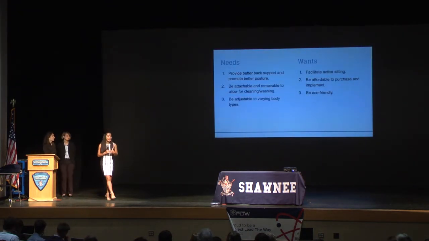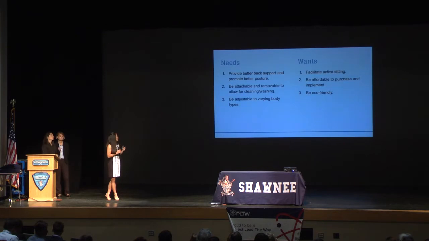So when deciding exactly what we wanted our product to look like and what specifications we wanted to have, we came up with a list of needs and wants. Our first need was to provide better back support and promote better posture, because as we just said with our survey, we found that a lot of students are uncomfortable, and then this discomfort inhibits their learning process and they're not able to focus as well in school. And promoting better back posture is something that will last you for the rest of your life.